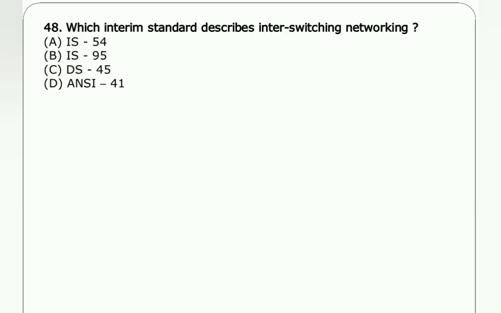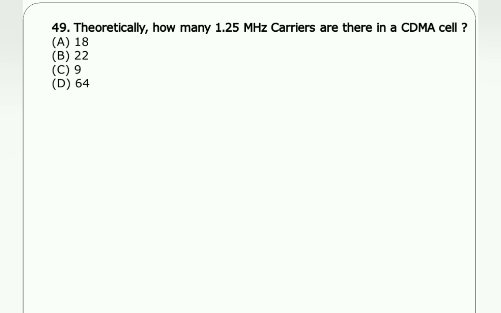Which interim standard describes interswitching networking? IS-95 is the standard that describes interswitching networking. Theoretically, how many 1.25 MHz carriers are there in a CDMA cell? In a CDMA cell, there are normally 9 1.25 MHz CDMA carriers per cell. Each of these 1.25 MHz carriers can handle 22 to 40 voice calls. So the answer is C.